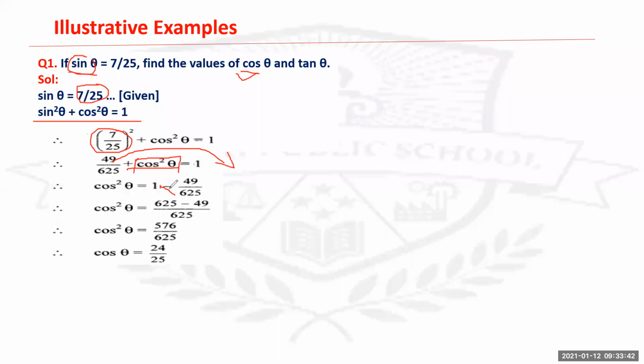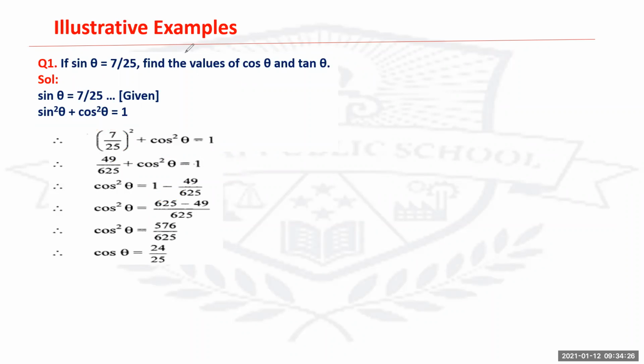Here you cross multiply. So 625 into 1 is 625, minus. Your 1 does not have any denominator, so by default it is taken as 1. So 1 into 49 is minus 49. So 625 minus 49 upon 1 into 625, that is 625. So you get cos square theta as 576 upon 625. Now in order to get the value of cos theta, you need to remove the square. Once you take the square root, you'll get the value of cos theta as 24 upon 25.